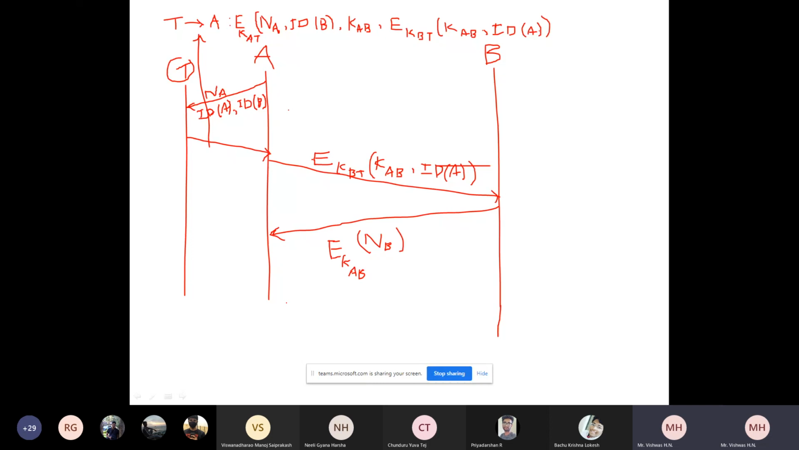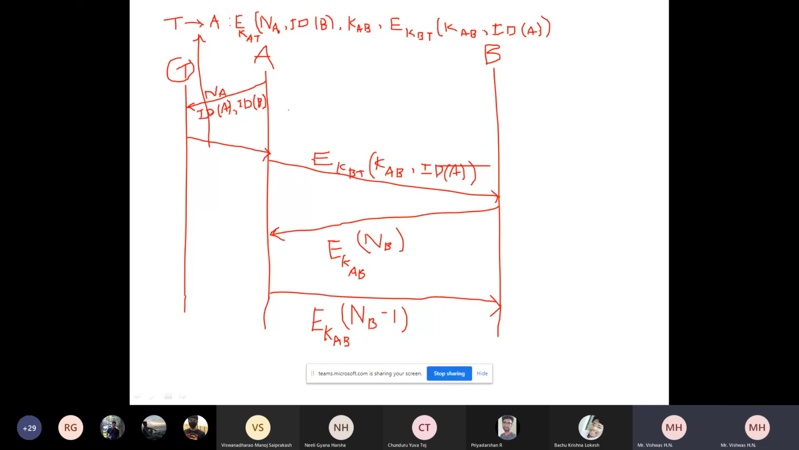So B is expecting something from A for a proof. Now that's all. Is that clear? So upon receiving this, what will A do? A will again send a message to B, which is the same nonce, but minus one. Is that clear? I said nonce is just a number, a random number. Minus one will be sent, and that is also encrypted using key AB.